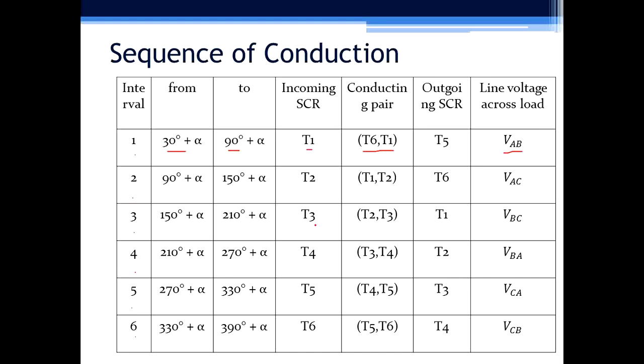The fifth interval is from 270 plus alpha to 330 plus alpha. The conducting devices are T4 and T5 and the output voltage is VCA. And the last interval is 330 plus alpha to 390 plus alpha. The devices conducting are T5 and T6. The output voltage is VCB. So if we start from 30 plus alpha and go up to 390 plus alpha, the difference comes as 360 degrees. So the entire cycle gets completed.